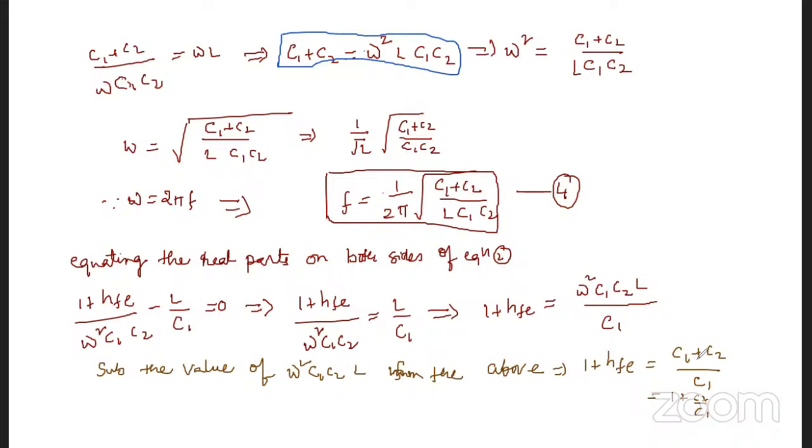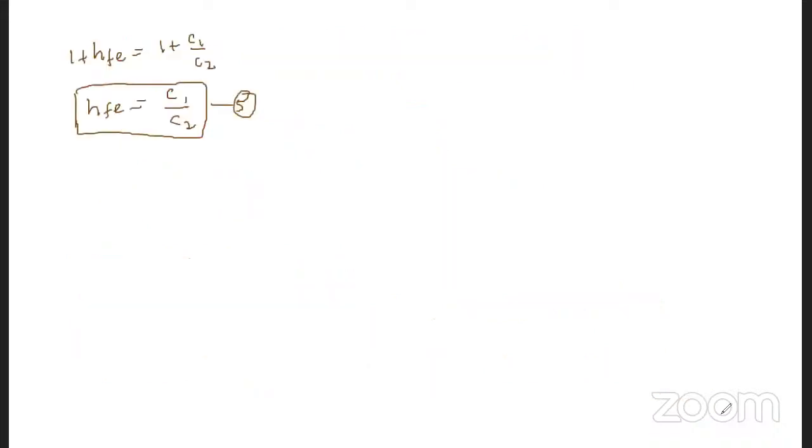1 plus HFE is equal to C1 plus C2 by C1, which we have got as 1 plus C2 by C1. From that we get the value of HFE is equal to C2 by C1. This gives the condition for sustained oscillations in the Colpitts oscillator.